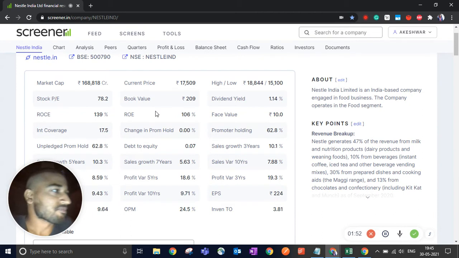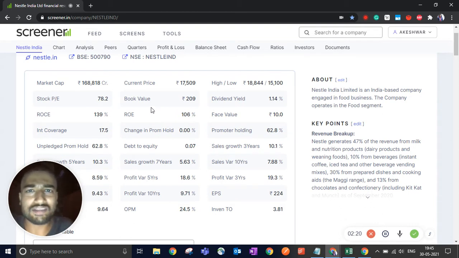Now, next year, let's say you generate a profit of about 60,000 rupees, right? This 60,000 rupees of profit is calculated after subtracting the cost of your raw materials, your employees, or electricity, whatever you are consuming, right? You have subtracted all of that and you have arrived at this number, 60,000 rupees.